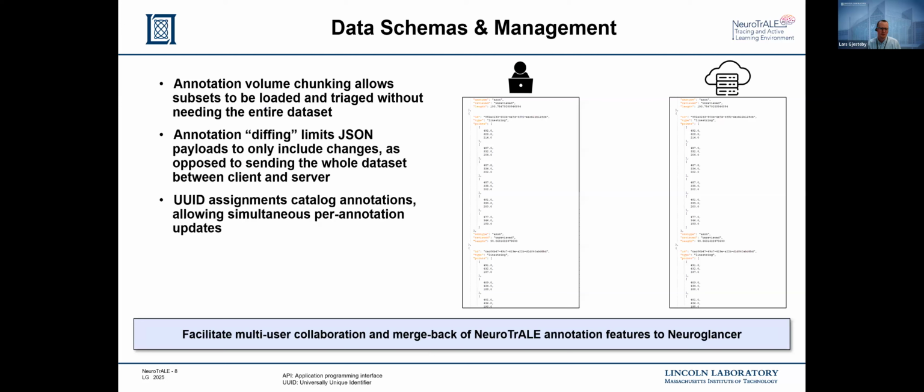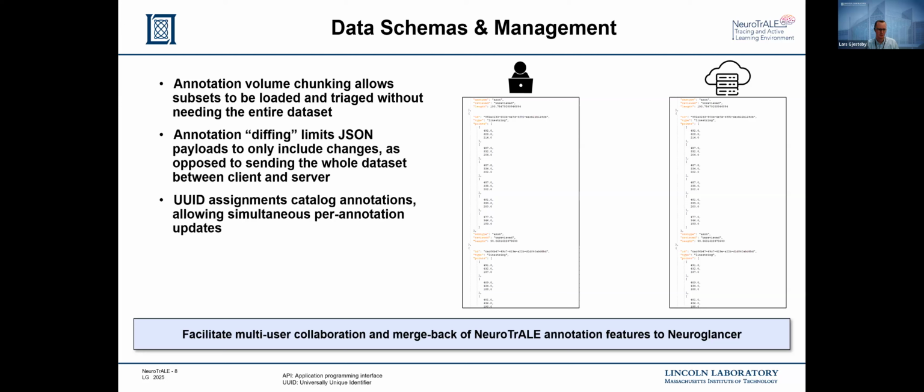So as far as data management, some of the schemas we've developed for NeuroTrail include annotation volume chunking, which allows subsets to be loaded and triaged rather than needing the entire data set.